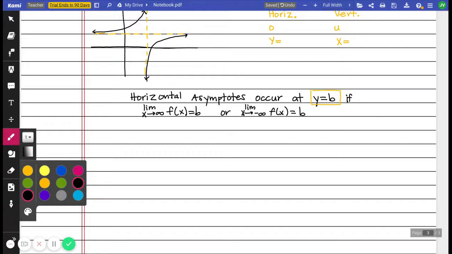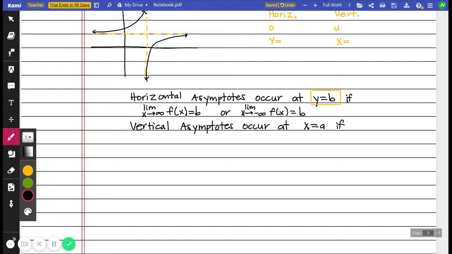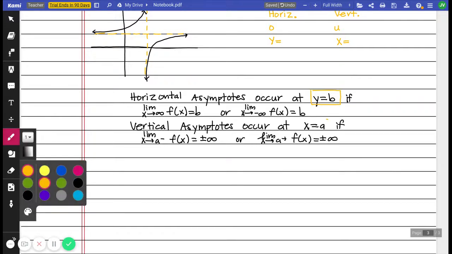Vertical asymptotes occur at x equals a if x approaches a from the left and the graph is going either up or down, or x approaches a from the right and the graph goes up or down. Wholly intense definition.